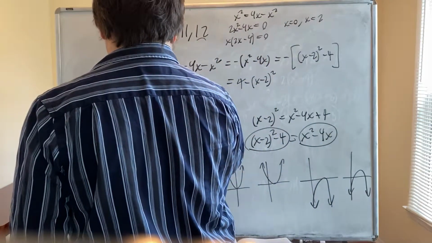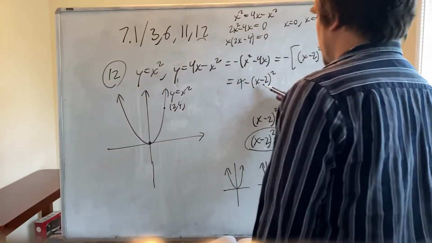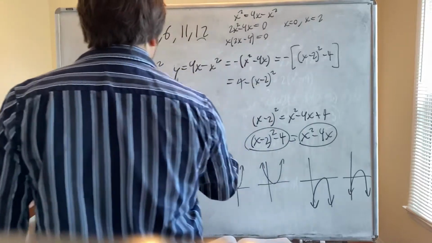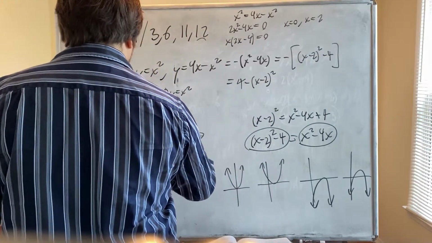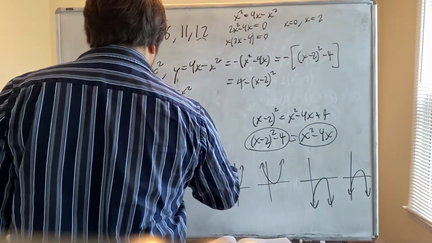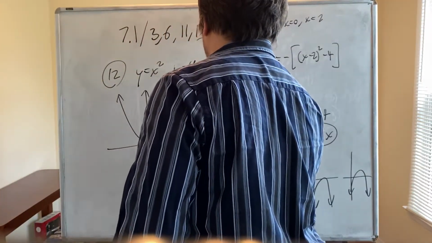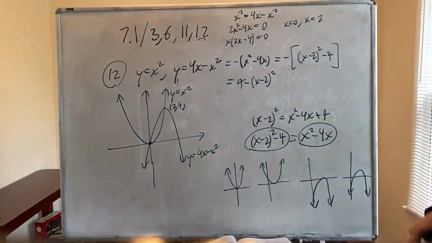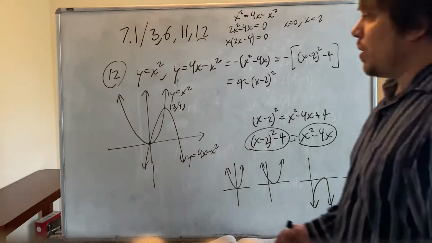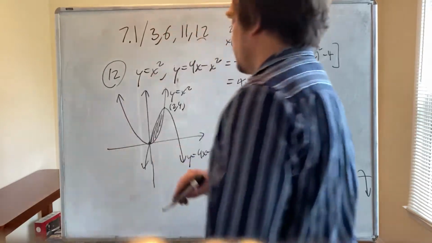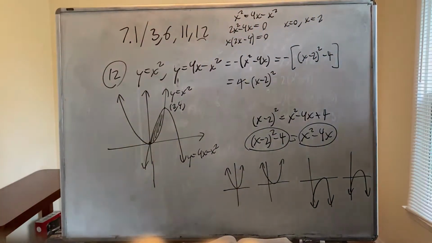Okay, so this is the topmost point of the parabola, because when x is 2, y is 4. Look at that. So now you're going to just draw this graph like this. This is the graph of y equals 4x minus x squared. All right, so y equals x squared, y equals 4x minus x squared, and that's the area of the region bounded by those two curves. So you want to find the area of that.